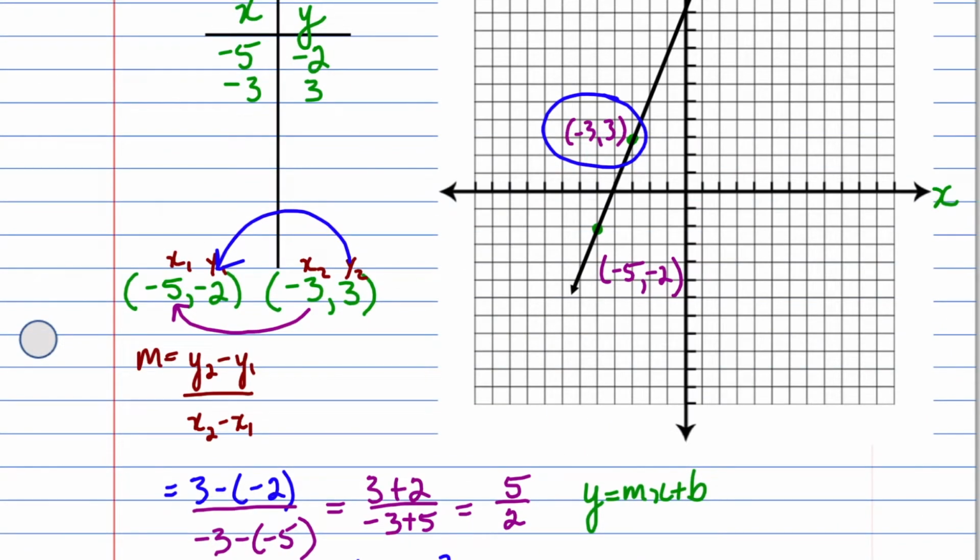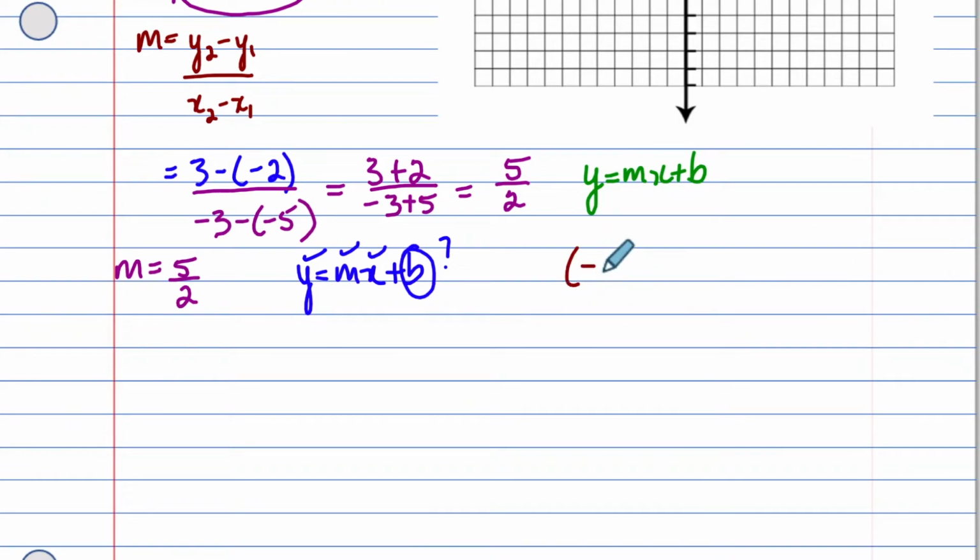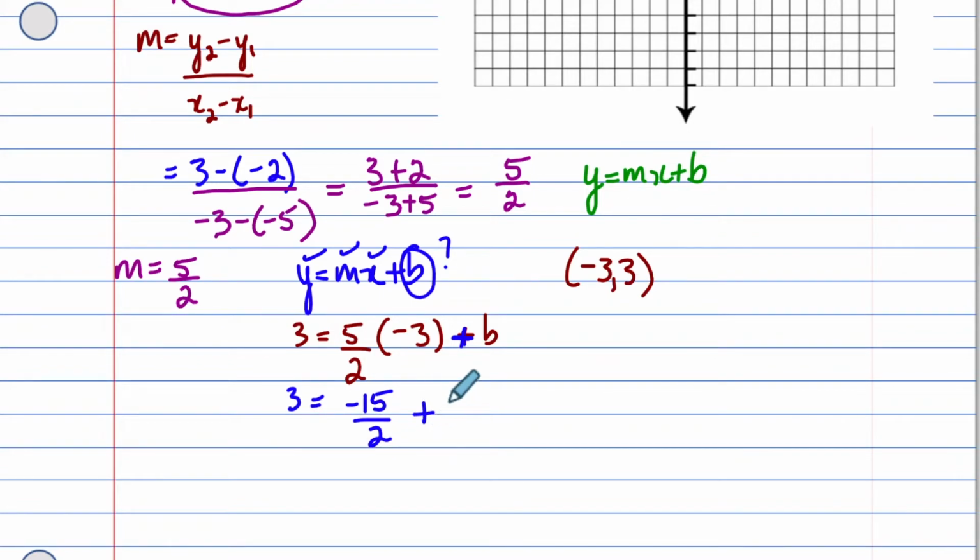We will use (-3, 3) in the equation. Negative 3 is the x value, 3 is the y. So we'll have 3 is equal to 5/2 times negative 3 plus b. Again, we're solving for this b. We need to isolate b by simplifying this little bit here. We have 3 equals negative 15 over 2 plus b.